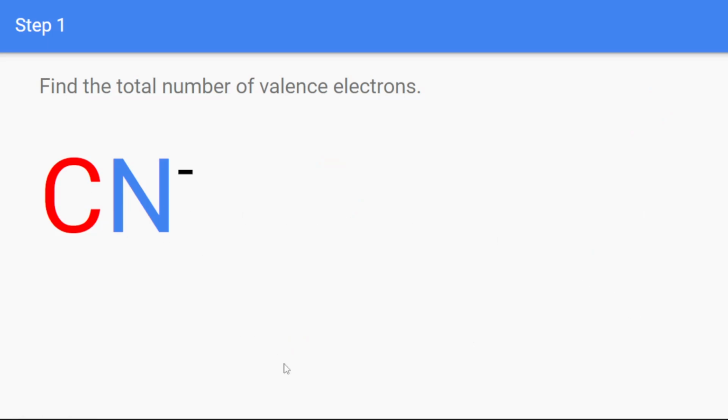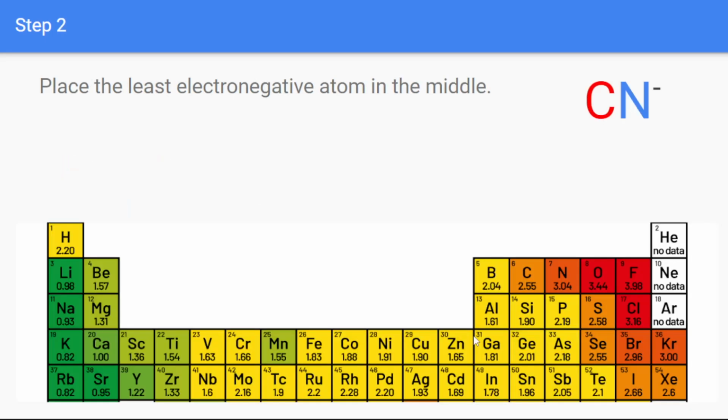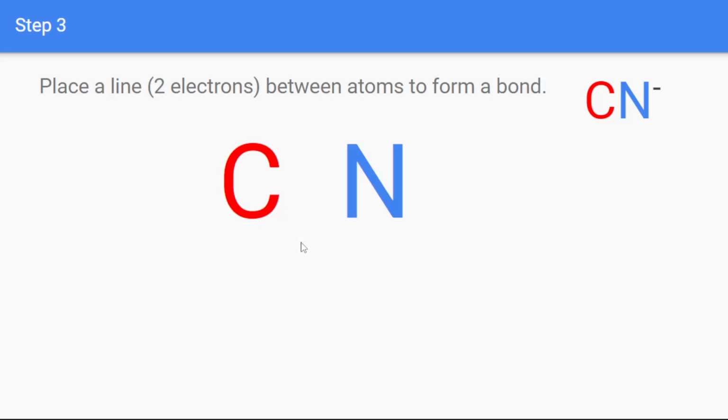Now we have a polyatomic ion, cyanide. Carbon has 4, nitrogen has 5, and then that negative charge, that's 1 more electron. So we add another electron. 4 plus 5 plus 1 gives us 10. There is no middle atom, so we put them side by side. We draw our line.